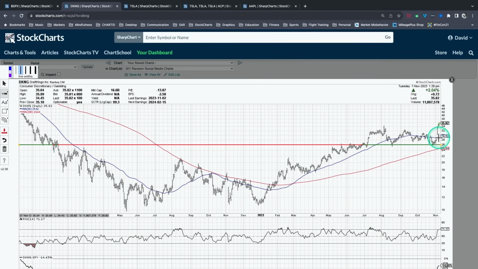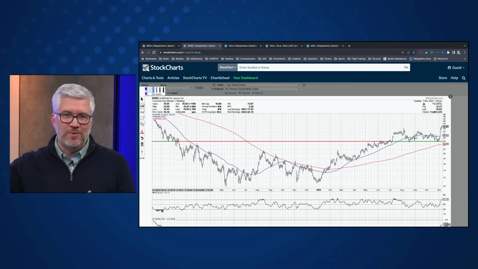Great trade so far. It's now gapped higher and pushing to the upside. So you're feeling really good. But you also want to make sure that you manage your risk. And I always tell people, when you enter a trade, that is the time to develop your exit strategy.